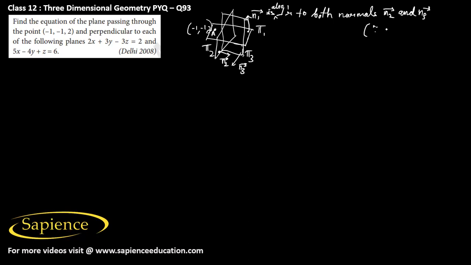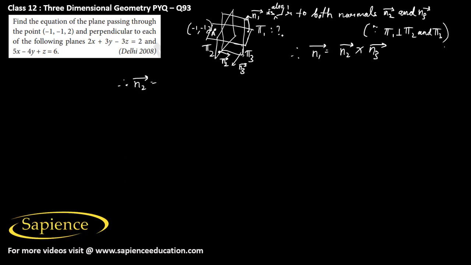Since pi1 is perpendicular to both pi2 and pi3, therefore their normals should be perpendicular also. So therefore, n1 vector can be written as n2 vector cross n3 vector.